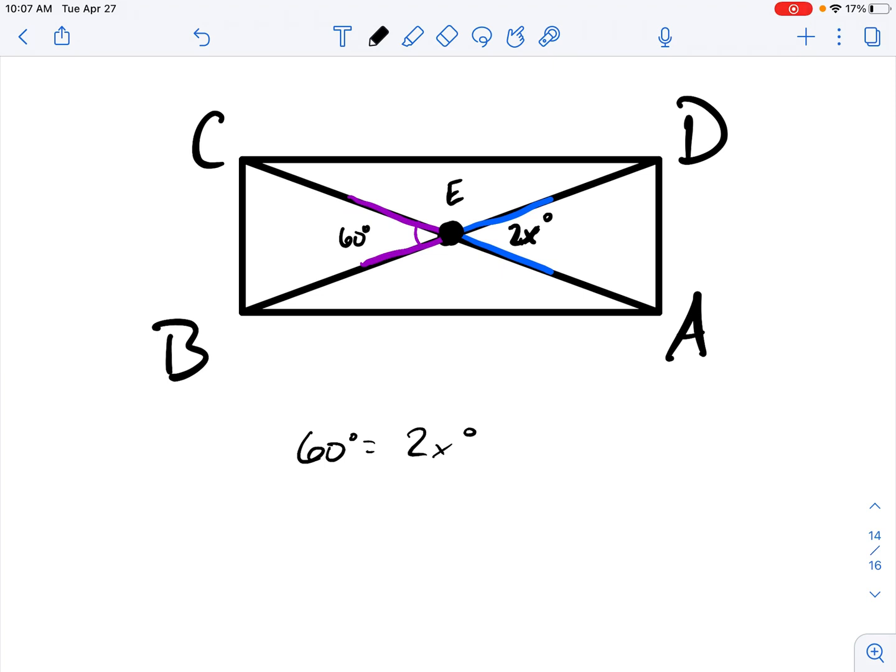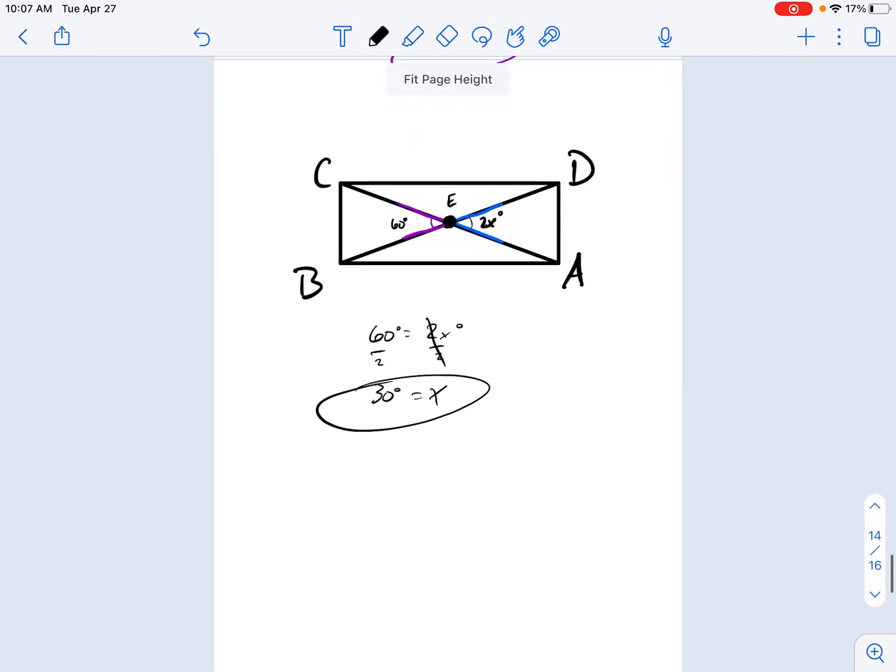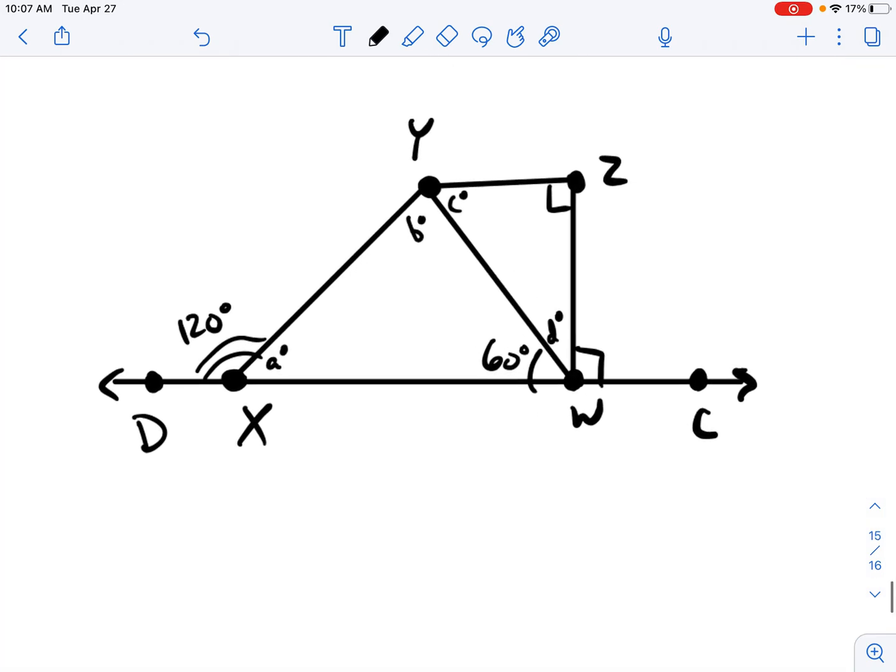So just like we were doing with our algebra, how do you undo times 2? You divide by 2. So the 2's cancel out. You're left with x equals 30 degrees. And that's how you would solve for x, okay? They're equal to each other because they're opposite one another, and they share a common point.